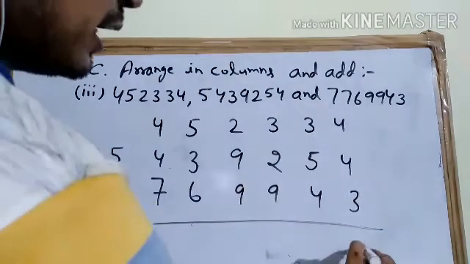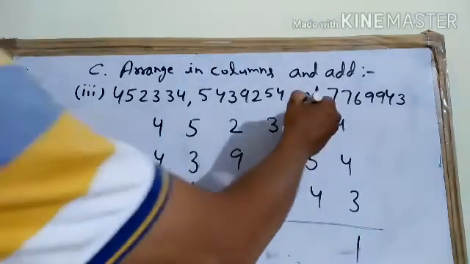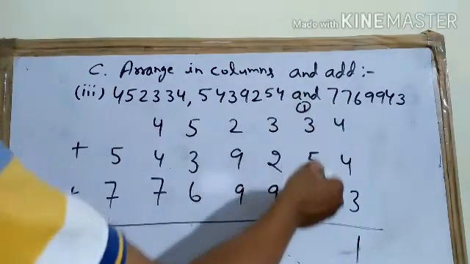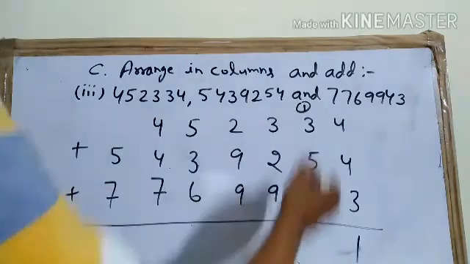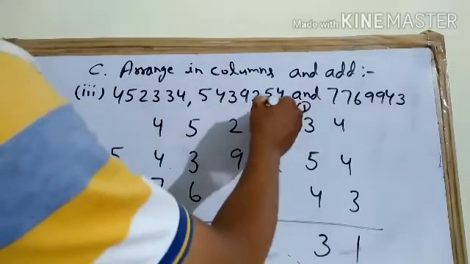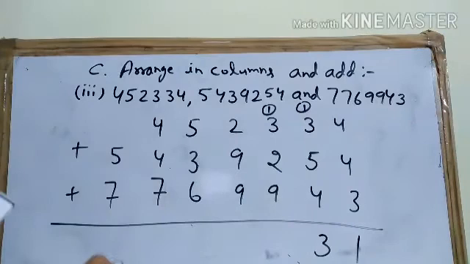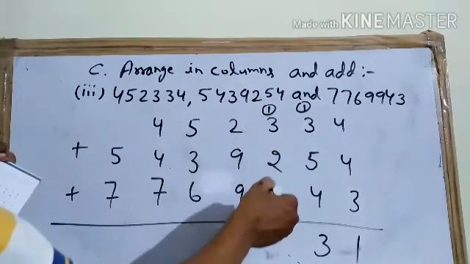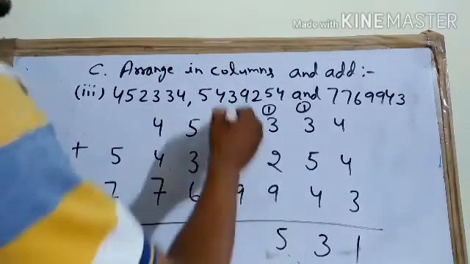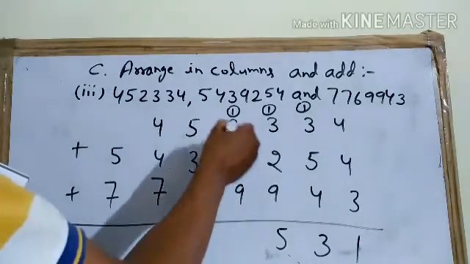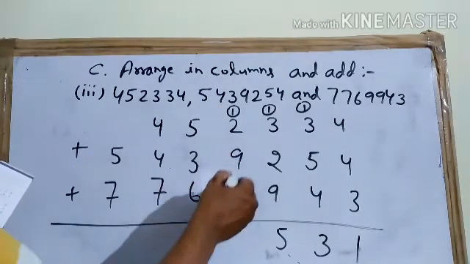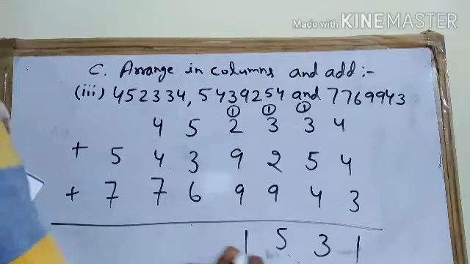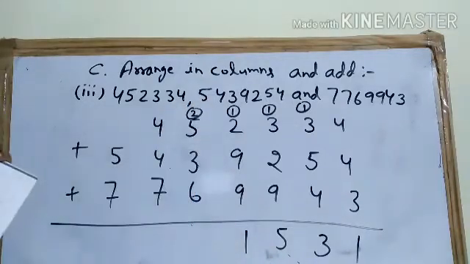4 and 4 8. 8 and 3 11, 1 carry you can take here. 3 and 5 8. 8 and 4 12. 12 and 1 carry also there, and again 1 carry you can take here. 3 and 2 5 and 9 14 and 1 15, 1 carry you can take here. 2 and 1 3. 3 and 9 12. 12 and 9 21. 21, and there is 2 carries, so you can take here.